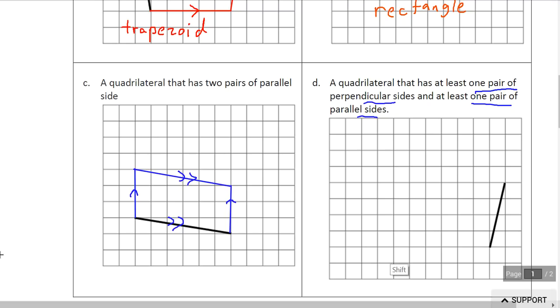Let's go with a parallel here, okay? And we'll go with a parallel here, okay? And then if we connect these, now it says at least one pair of perpendicular sides. Well, I actually have 2 pairs of perpendicular sides. These 2 are perpendicular and these 2 are perpendicular. These other angles are not perpendicular.